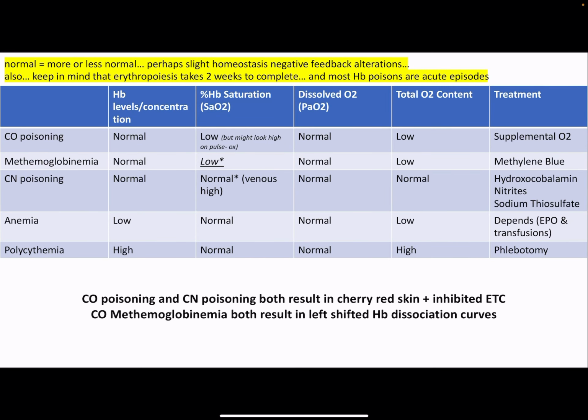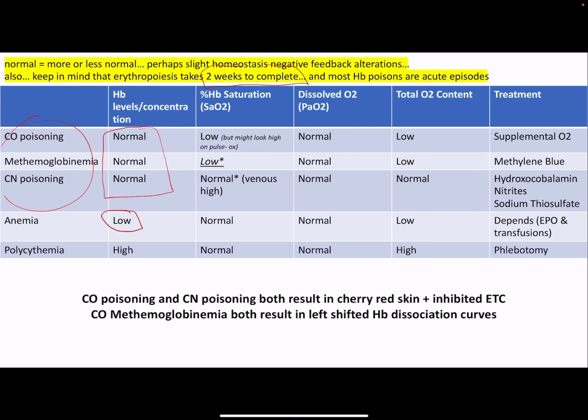So for all of these, note that there might be slight homeostatic feedbacks, right? Where if your oxygen levels go low or high, you're going to make more erythropoietin, and then you're going to have more erythropoiesis. You might have more or less red blood cells, but at the same time, keep in mind that takes 2 weeks to complete, and most of these hemoglobin poisonings are relatively acute phenomena. So let's start with these three. These should not affect the amount of red blood cells on an acute level or the amount of hemoglobin that any red blood cell has. So that's going to be normal.